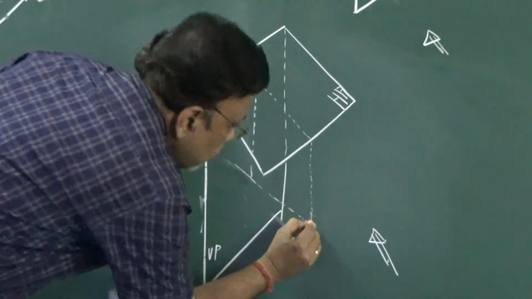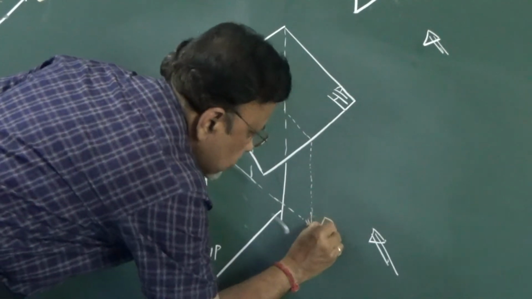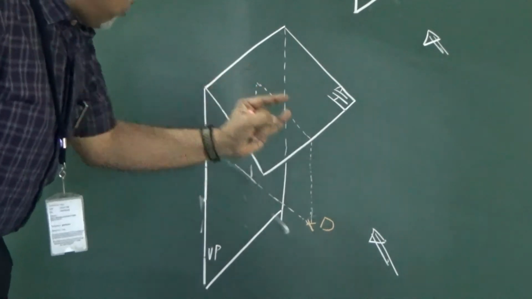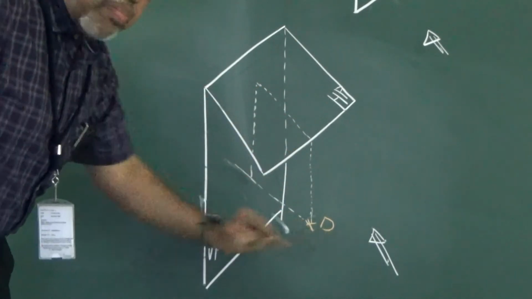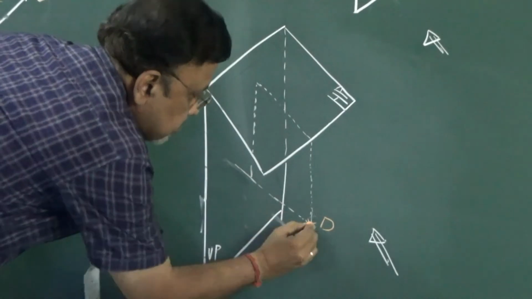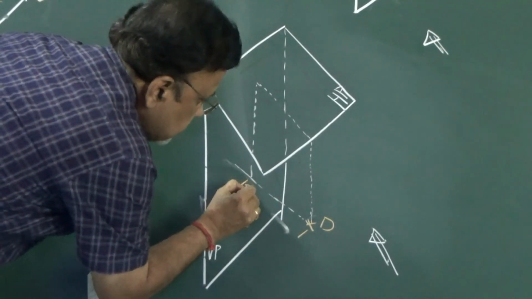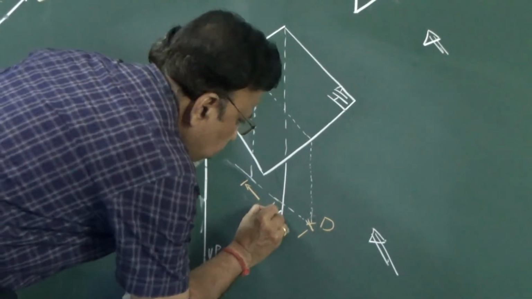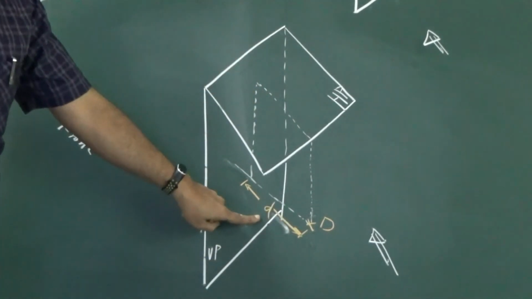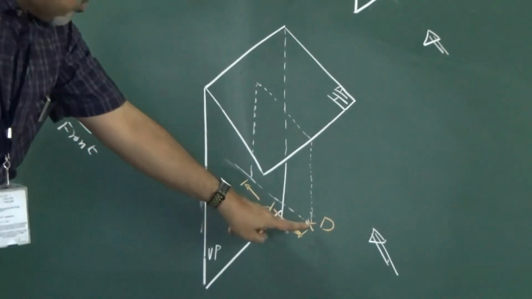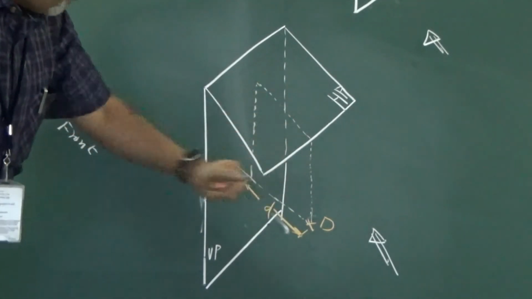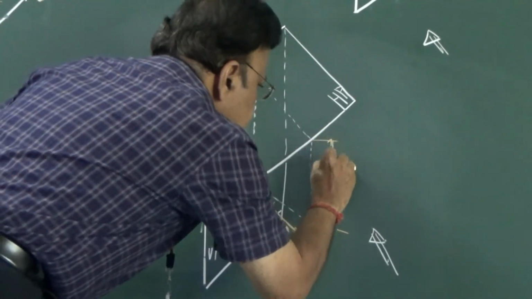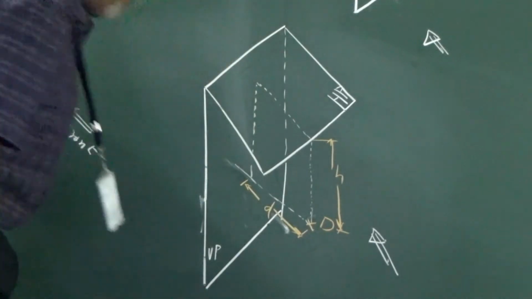Let me consider we have a point D. So point D is in front of VP. By what distance? You can just see this. This is that particular distance. So I am measuring from VP. VP distance I told you always we consider that to be distance d, and this particular point D is below HP. By what distance? This distance, that is h distance.